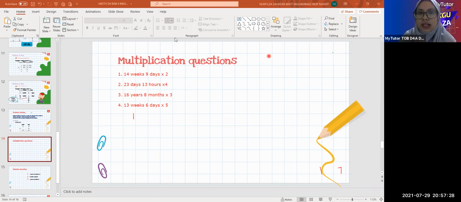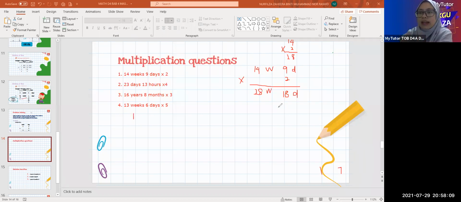Let's check your calculation. Alright, so we have 14 weeks and then 9 days, right? You multiply with 2. Over here you put 2. 9 times 2 is 18 days. And you have 14 times 2. Do another small calculation here. 4 times 2 is 8. 1 times 2 is 2, so the answer is 28. Initial answer is 28 weeks.